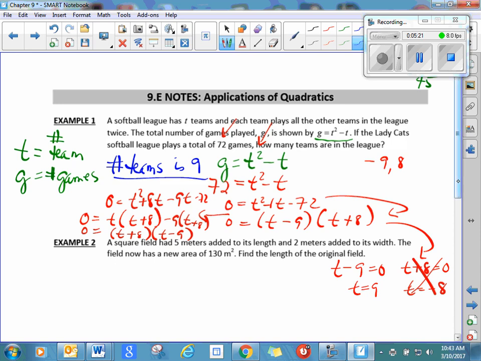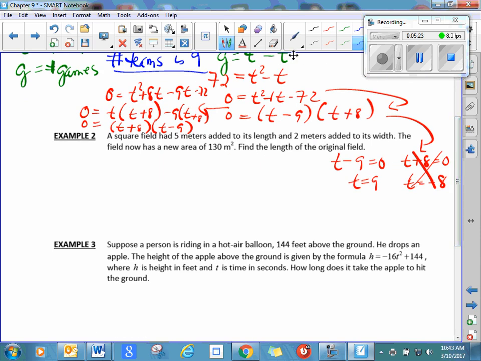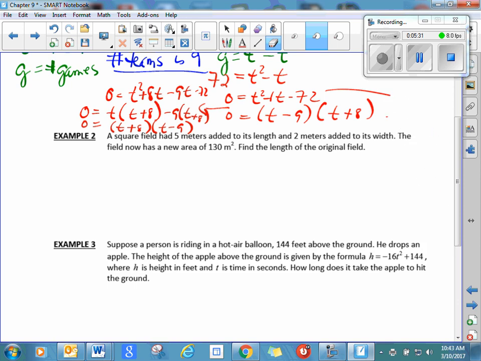Let's look at the second one. We've got a square. I'm probably going to have to erase. I need my space back. We've got a square field, so if it's square, all of its sides are going to be the same length. So we're going to let x and x be the length and the width of this square. And it says it has 5 meters added to its length and 2 to the width.